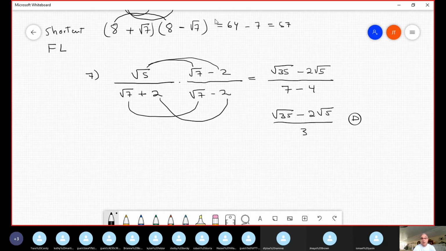Option D. The question maybe is, well, professor, can we simplify? Well, this is impossible, because 5 is a prime number, but 35 is not. But the only possibility for 35 is 7 and 5. We have no simplification. Leave it like that. Boom. Final.